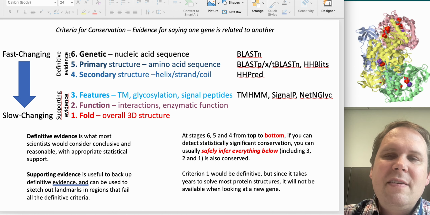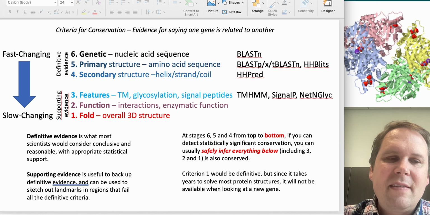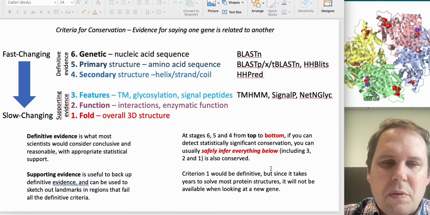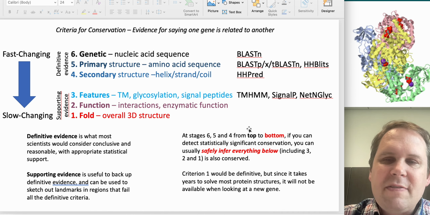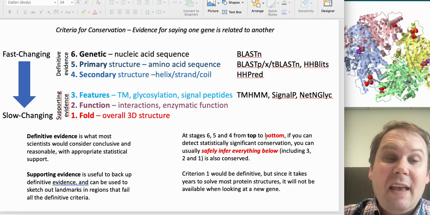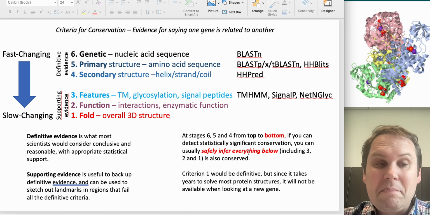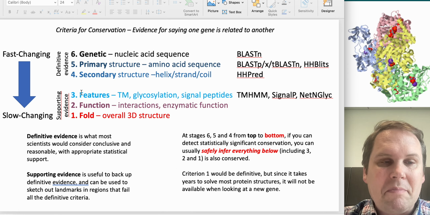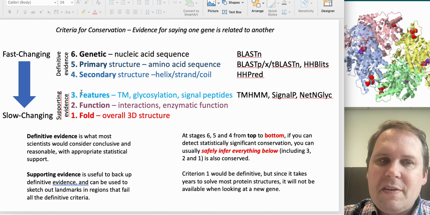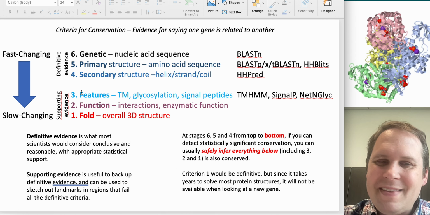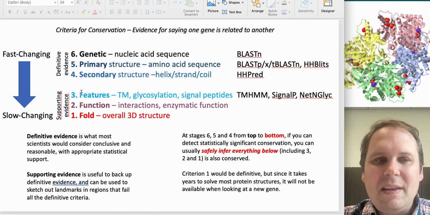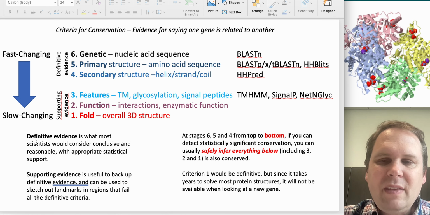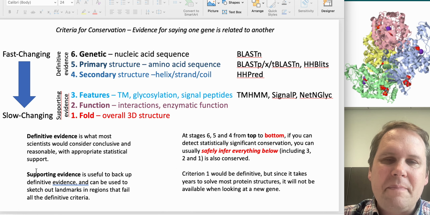So if you can get one of these high criteria, if you can find a match there, everything below, you can assume that is true. So that's what it says here. At stages 6, 5, and 4, if you can find a statistically significant match, then you can infer that 3, 2, and 1 are also going to be the same. And it's not guaranteed, because nothing in stats and nothing in bioinformatics is guaranteed, but that is the best, most solid inference you can make. So we'd call that definitive evidence.